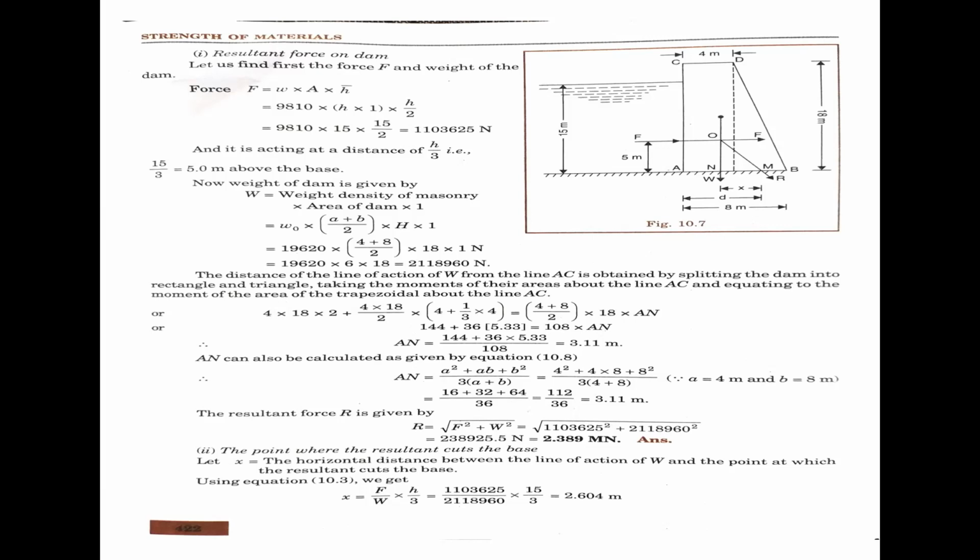Second condition, you have to calculate the point where the resultant cuts the base. Okay, the resultant cuts the base at some distance x. See the diagram, small x, using the formula F by W into h by 3. So x equals F divided by W value 211,8960 into h value 15 divided by 3. Now x is 2.604 meters.